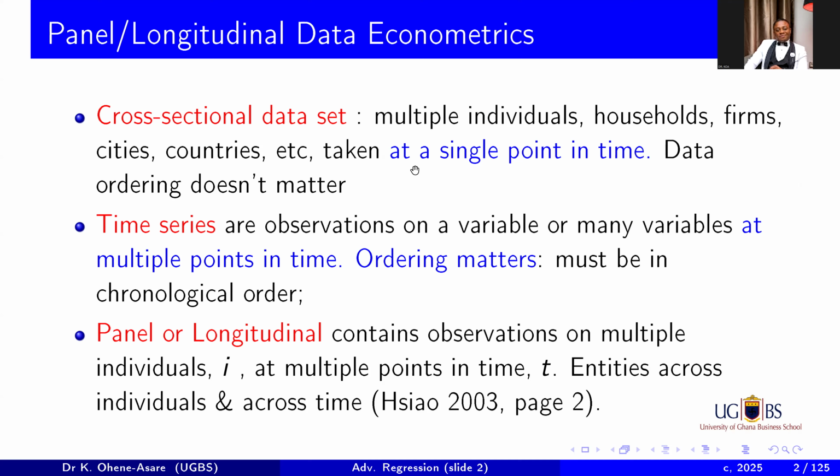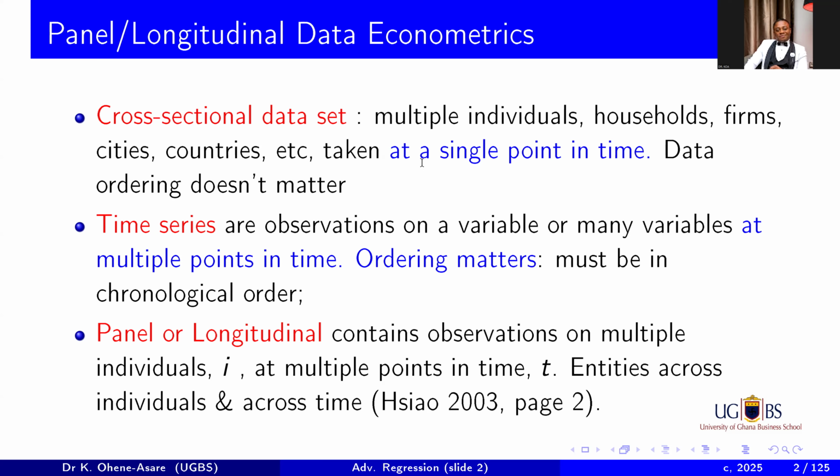Time series are observations on a particular variable or even many variables, but at multiple times. So with time series, your focus is on the time, and the way you arrange the timing is important. Ordering matters. It has to be in chronological order. When you combine cross-sectional and time series, you get panel or longitudinal data.